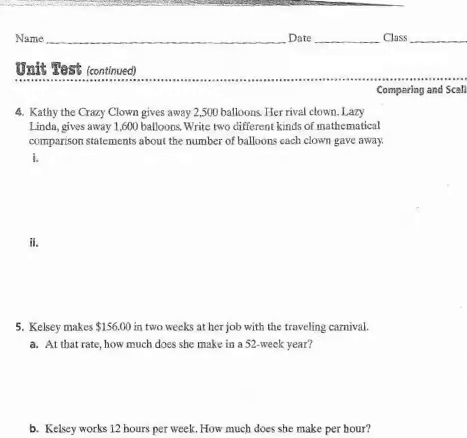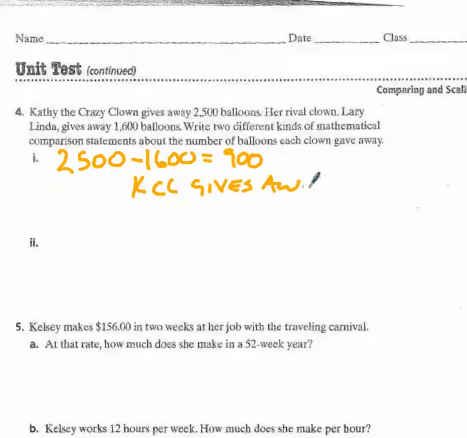Now, there are nearly an infinite number of different ways that you could set this up. I will give two. Obviously, the easiest way of doing this would be to make a difference. So I would say 2,500 minus 1,600 is equal to 900, right? So that means that Kathy, the crazy clown, gives away 900 more balloons than Lazy Linda. Obviously, there are multiple ways you could do this.